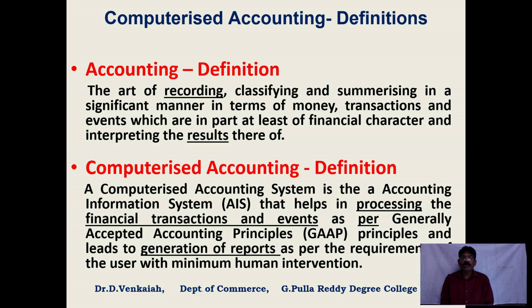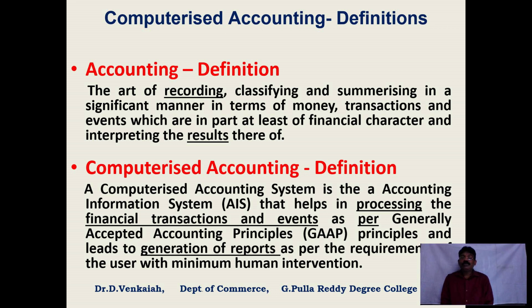Coming to the computerized accounting, there is no difference in process. Process will be the same. Inputs are same, outputs are same, but the manual human intervention will be reduced to maximum extent. We'll understand the definition of computerized accounting. It is an accounting system that helps in processing the financial transactions and events as per generally accepted accounting principles and leads to generation of reports as per the requirements of the user with the minimum human intervention.